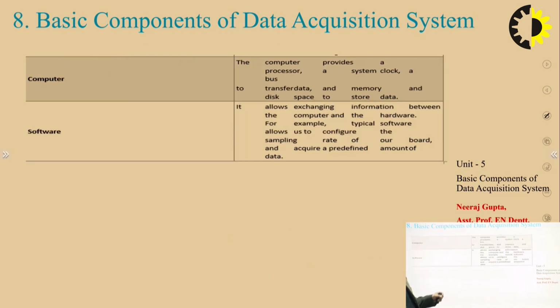The remaining component is the computer. Obviously, it would have a processor, a system clock, a bus to transfer data, memory, and disk space for storing. Then there will be software, an operating system for that computer. For example, typical software describes the sampling rate, how our board acquires a predefined amount of data, at what rate it will be sampled, and how it will be converted into the digital domain. All these things need to be done by the software itself.